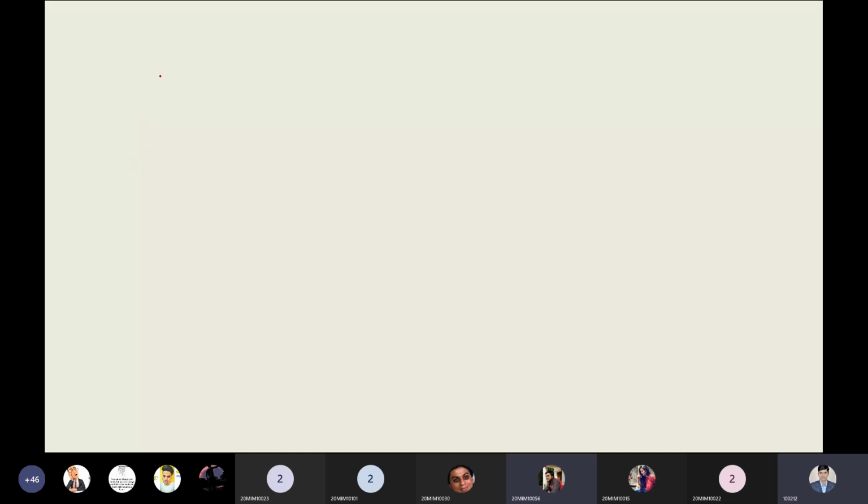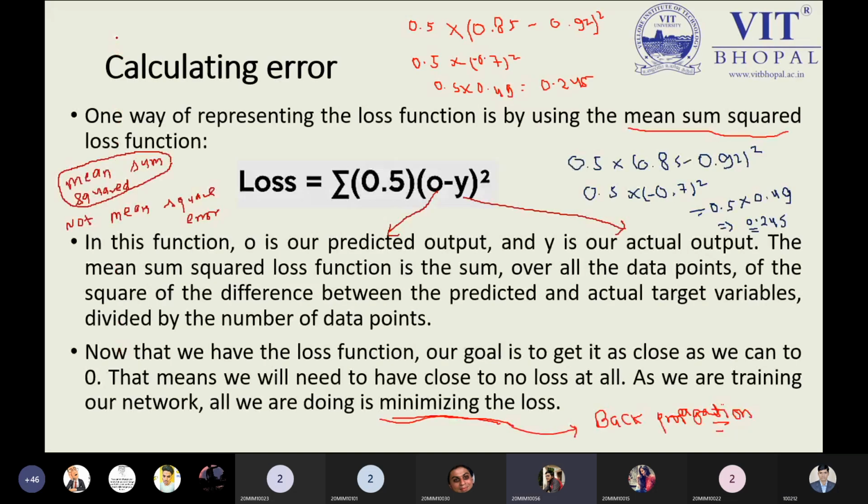Sir, one doubt, sir. Yes, please tell me. Sir, in the calculation, can you go to the previous page once? Yeah, okay. Sir, shouldn't the error be 0.07 minus 0.07?